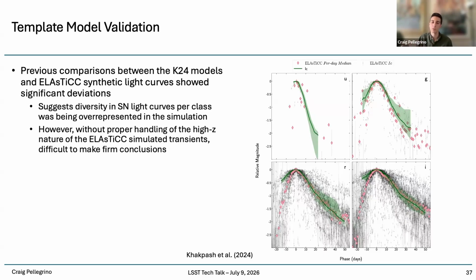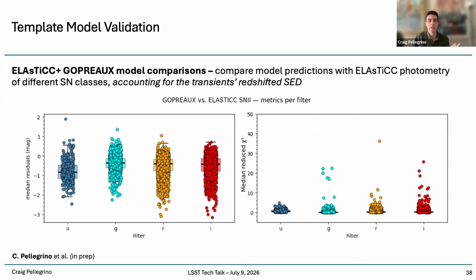Because we model the full time evolving SED, we're able to more easily predict and compare between the evolution of the elastic transients in their own rest frame. So that's what we did. In short, we compared how much the elastic transients deviated from our own template models in each transient's rest frame.